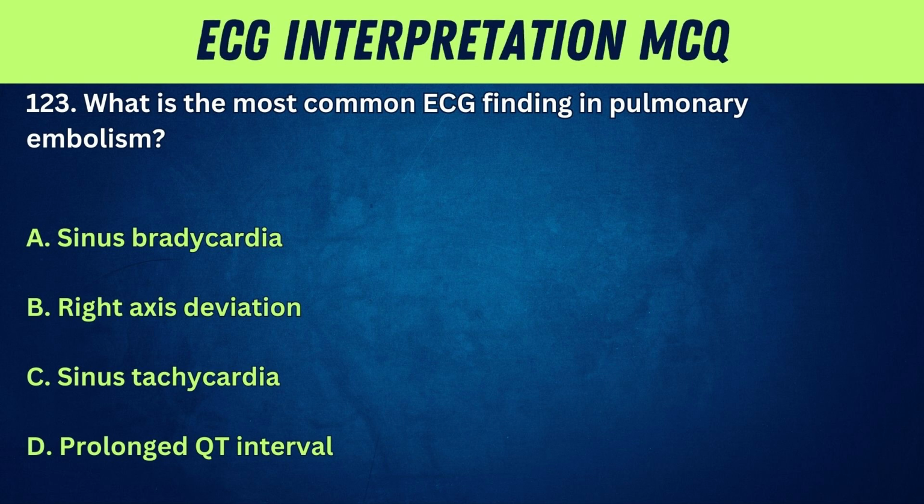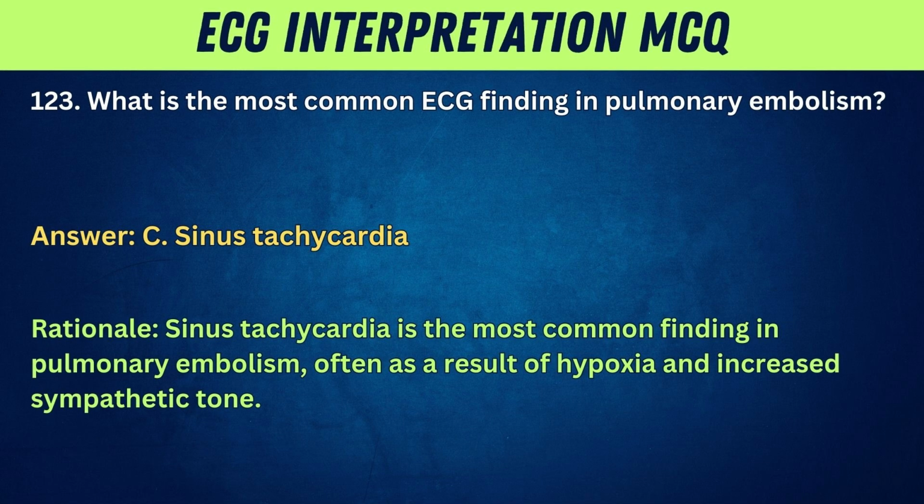123. What is the most common ECG finding in pulmonary embolism? A. Sinus bradycardia. B. Right axis deviation. C. Sinus tachycardia. D. Prolonged QT interval. Answer: C. Sinus tachycardia, rationale. Sinus tachycardia is the most common finding in pulmonary embolism, often as a result of hypoxia and increased sympathetic tone.